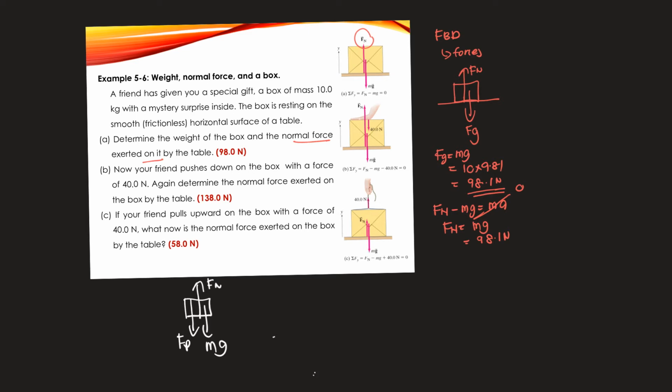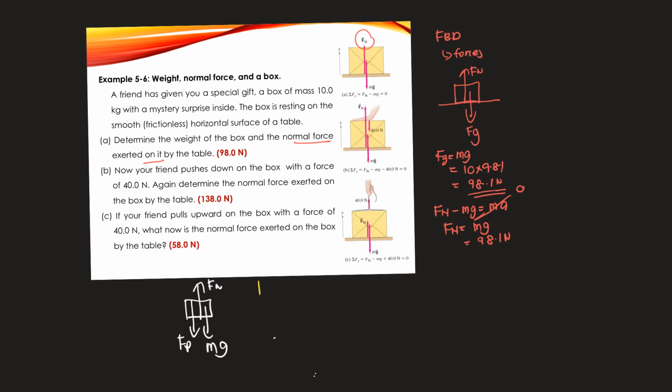The question asks you to find the normal force, so now the equation is going to be Fn. Please make sure that you assign your direction. If you assume downward is positive, then you put positive. If you assume downward is negative, then you put negative. So now I assume that upward is positive, downward is negative. So it's going to be Fn minus mg minus Fp equals to what? Ma, but it doesn't move, so you're going to get 0 over there.